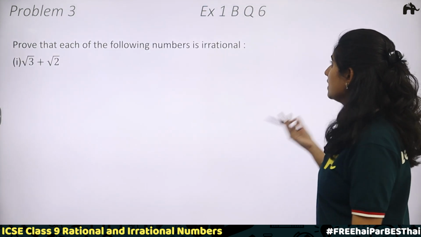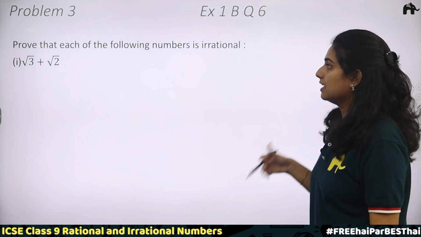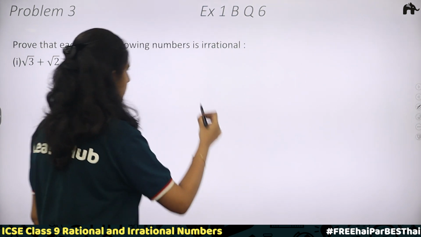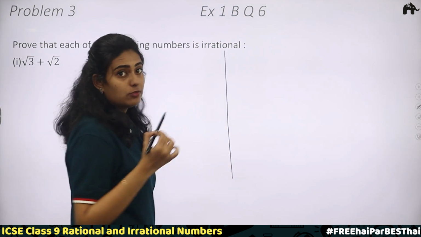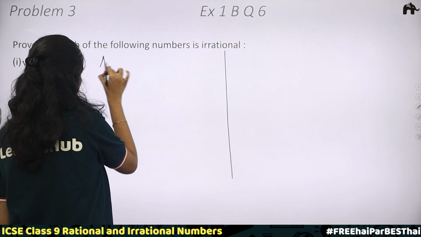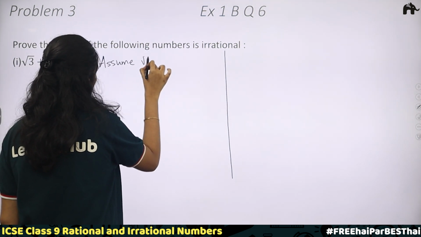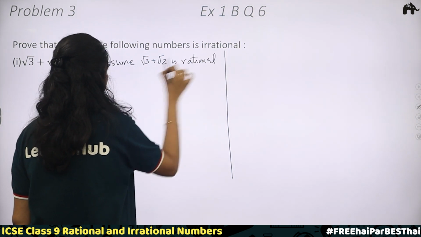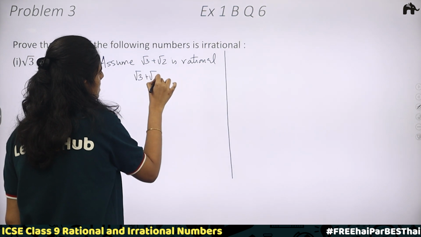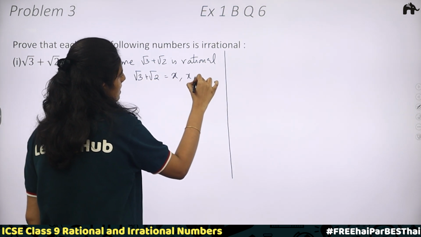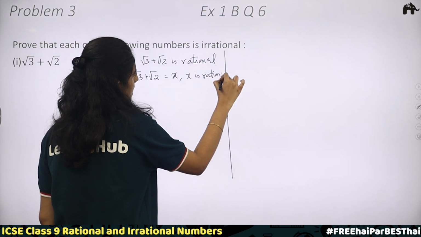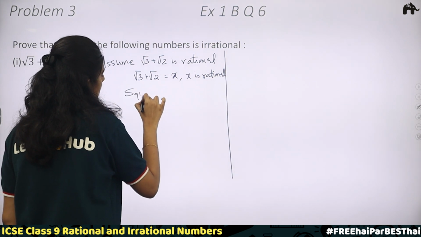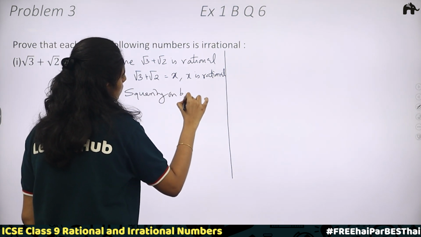Problem 3, question 6 of exercise 1B. Prove that each of the following numbers is irrational. So, we are taking root 3 plus root 2. We have to prove that root 3 plus root 2 is irrational. We have done a similar problem. So, first we'll have to assume that root 3 plus root 2 is rational. Assume root 3 plus root 2 is rational. Okay, so it can be expressed as root 3 plus root 2 is equal to some x, where x is rational. Same steps we are going to follow. Next step is squaring on both sides.